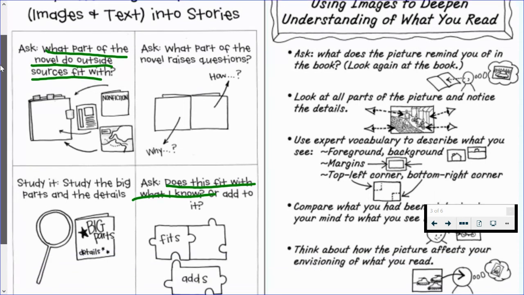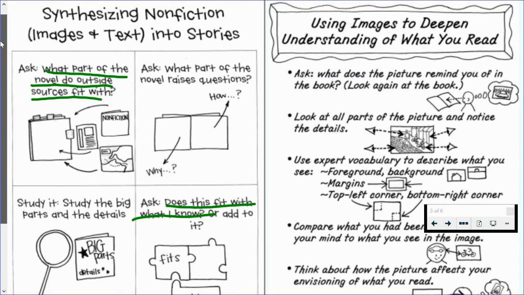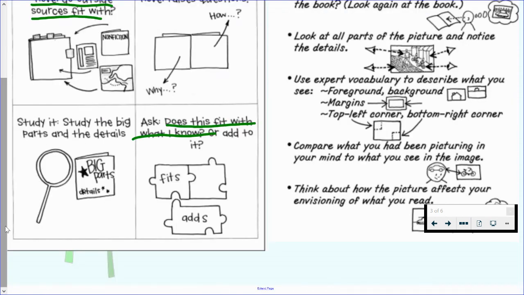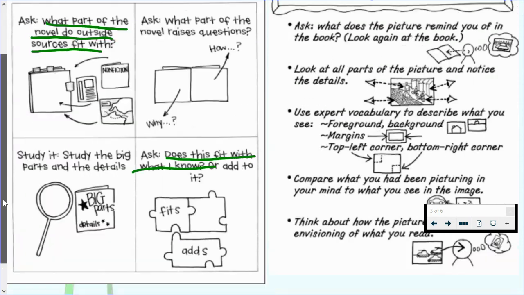So this is kind of what I did. This is just to recap what I did. And if you have your notebook and would like to take notes on this, you can. So what I did is I first asked, what part of the novel do outside sources fit with? Then I asked, what part of the novel raises questions? Then I studied it. I studied the big parts and the details. Then I asked, does this part fit with what I know or add to it?